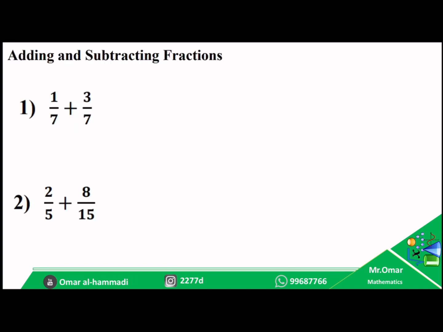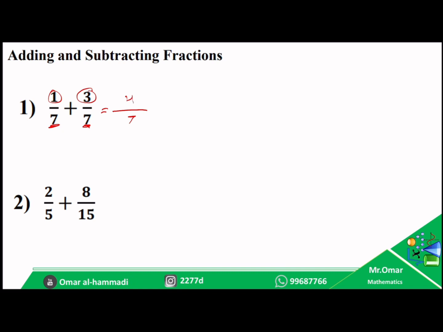Okay, now we have adding and subtracting fractions. How can we add and subtract the fractions? It's an easy way. First of all, we have to see the denominator. If the denominators are equal, if we have an equal 7 and 7, we just write 7, and then we add 1 plus 3 will give us 4.